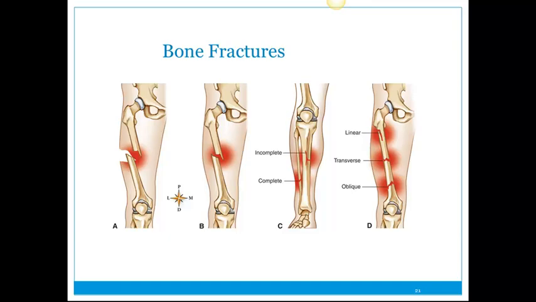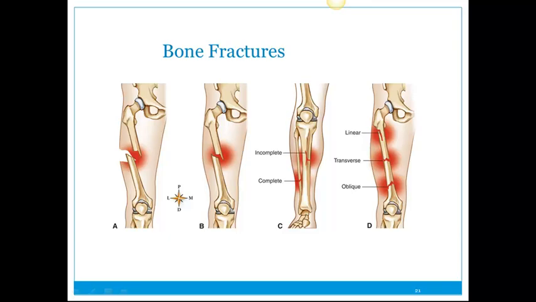A linear fracture is a parallel line, as you can see in D here. A transverse fracture is where the fracture makes a right angle. An oblique fracture is a diagonal, or sometimes will spiral around the bone if it's in a long bone. And there are a couple of other types of fractures. There's a comminuted, which is fragments, so there will be fragments within the fracture here. Impacted is where the fragments are driven into another bone.